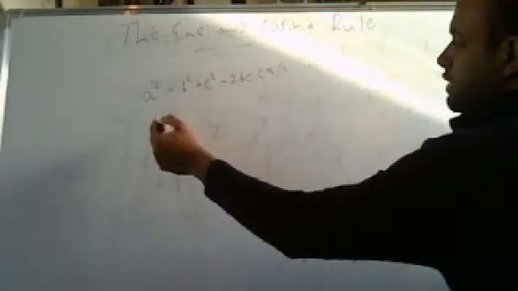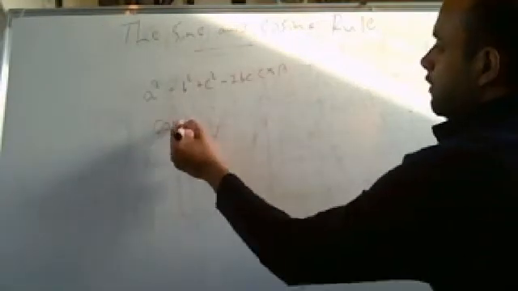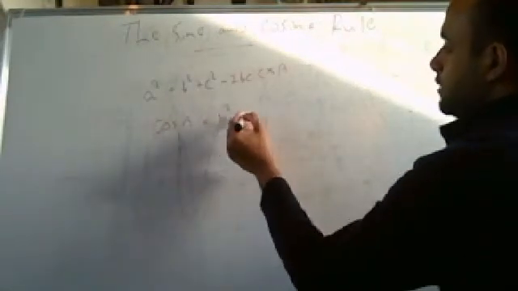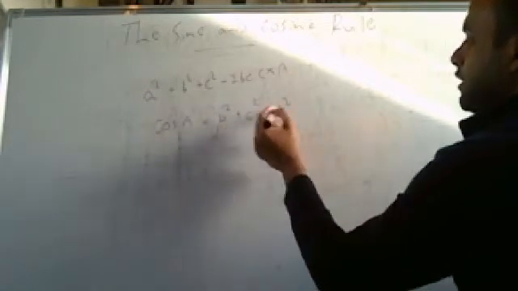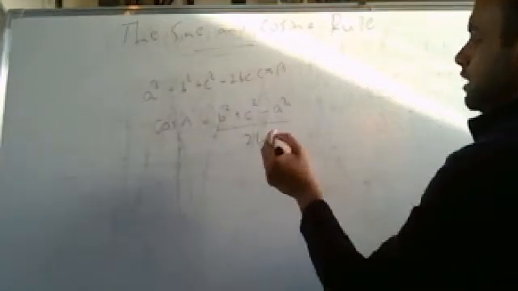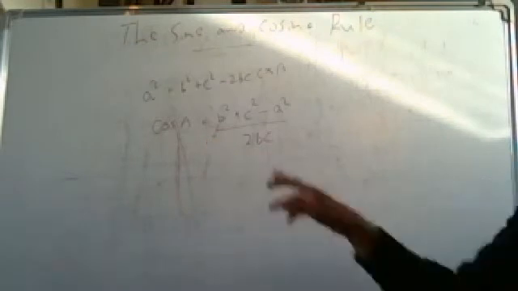If you rearrange this, you get cos A equals b squared plus c squared minus a squared over 2bc. So that's the version you use. It's the same formula, just rearranged to work out the angle, if that's what you're looking for. So if you've got three sides of a triangle and they want you to work out the angles, then this is the formula you use.